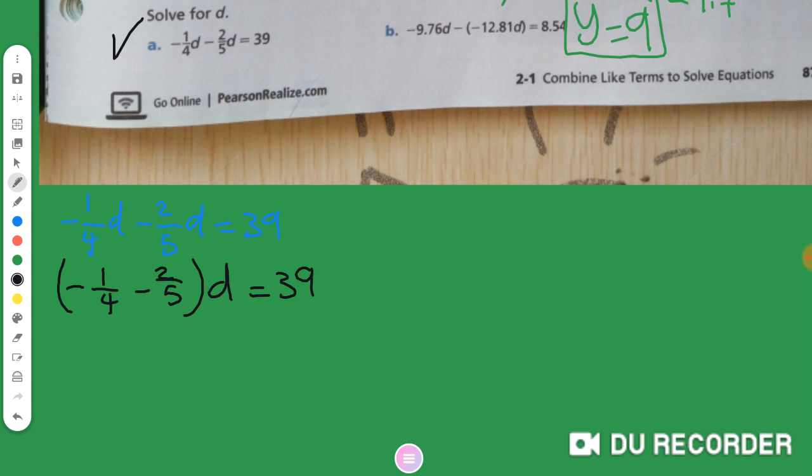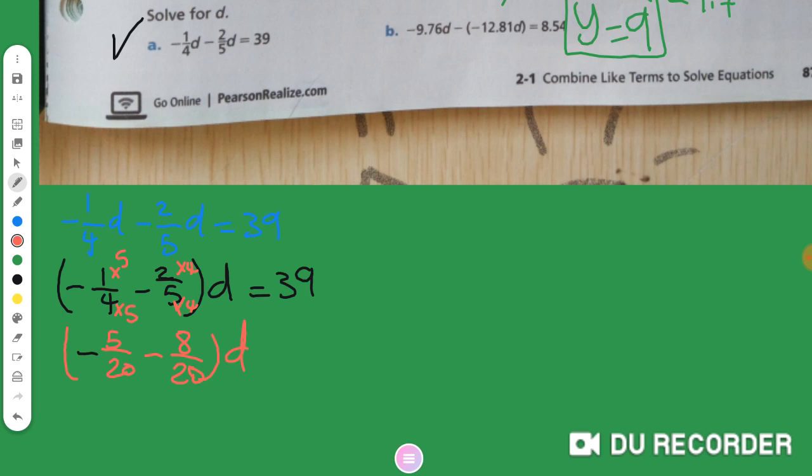Okay, let's add these coefficients. Negative, negative, same sign. Put the sign and add, so it's negative. Before adding the two numbers, I have to make a common denominator. So 4 multiplied by 5 is 20. Multiply by 5, and multiply by 4, it will become negative 5 over 20 minus 8 over 20, multiplied by d.